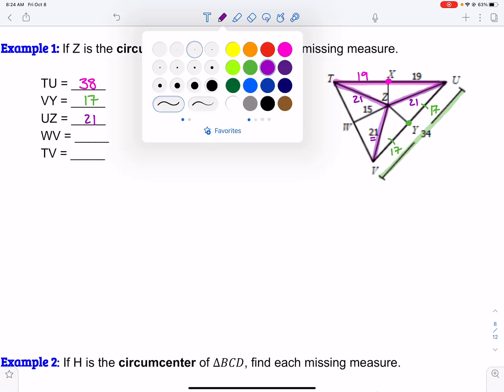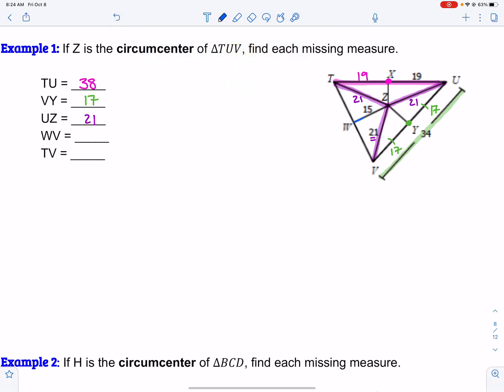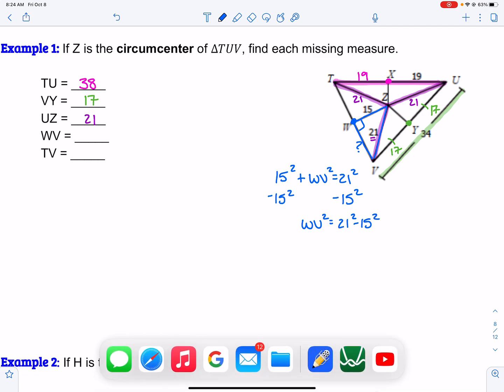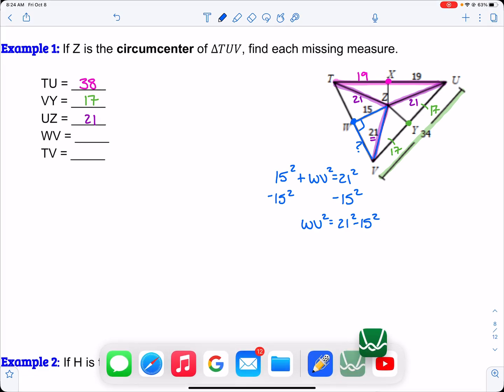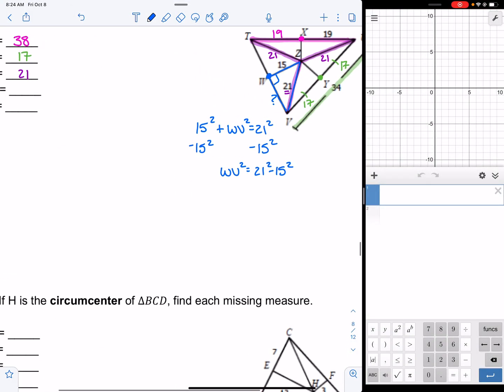And now we get to WV, where we have to do a little bit of extra work. We see that we have a leg and a hypotenuse of this right triangle, because that's a perpendicular bisector. So we can find the missing side using our Pythagorean theorem. Let's say 15 squared plus WV squared equals 21 squared. We can subtract 15 squared from both sides, so we get WV squared equals 21 squared minus 15 squared, and then we can pull up our calculator and calculate, and then we'll take the square root.